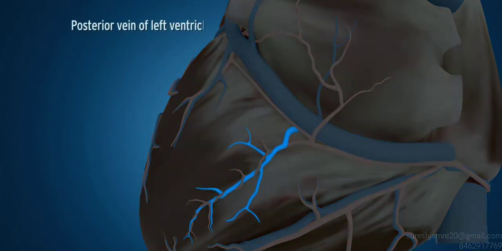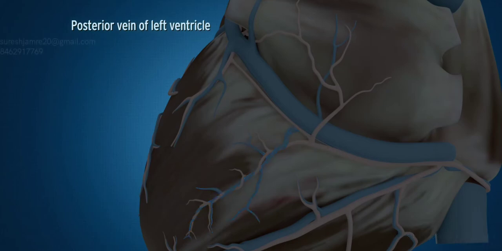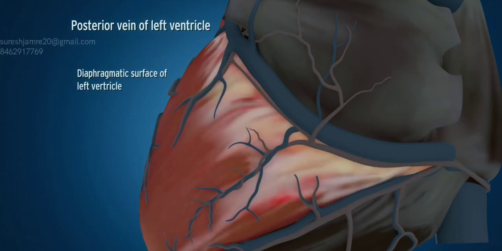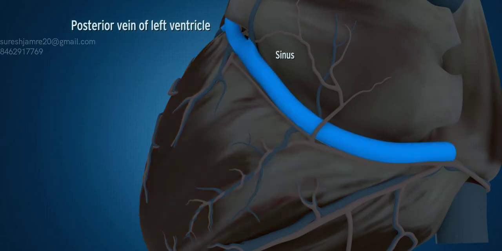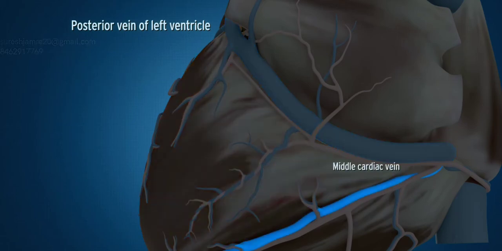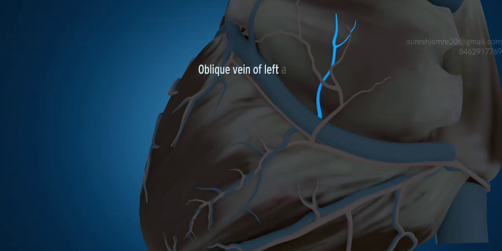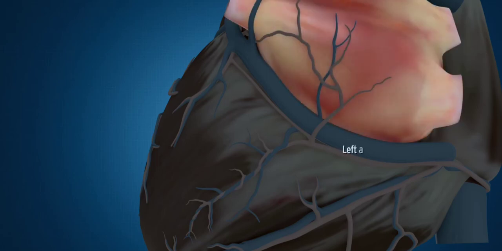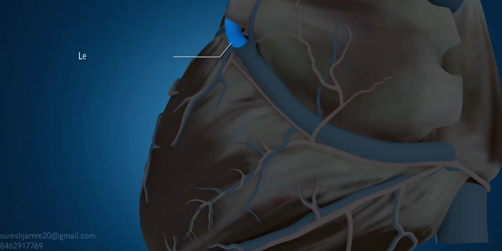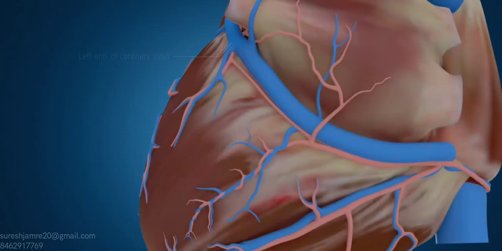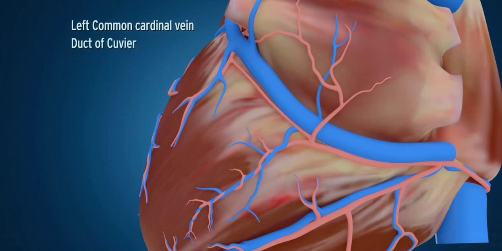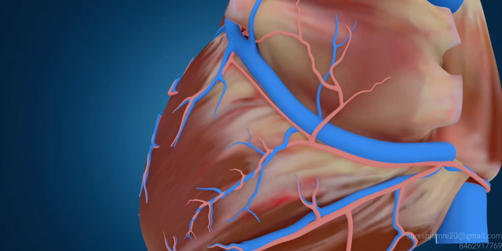Posterior vein of the left ventricle. It runs on the diaphragmatic surface of the left ventricle and joins the sinus to the left of the middle cardiac vein. Oblique vein of the left atrium, or oblique vein of Marshall. It is a small vein which runs downwards on the posterior surface of the left atrium to enter the left end of the coronary sinus. It develops from the left common cardinal vein or duct of Cuvier, which may sometimes form a large left superior vena cava.